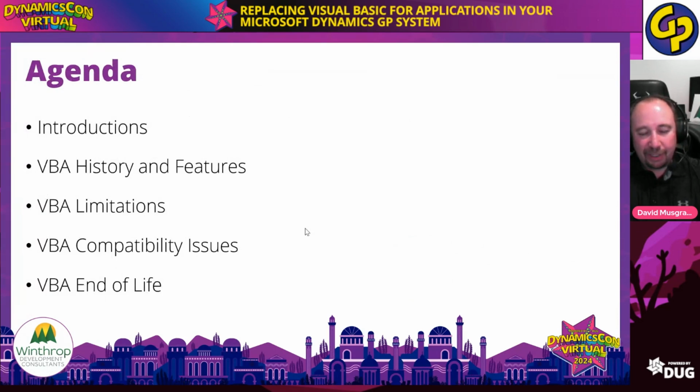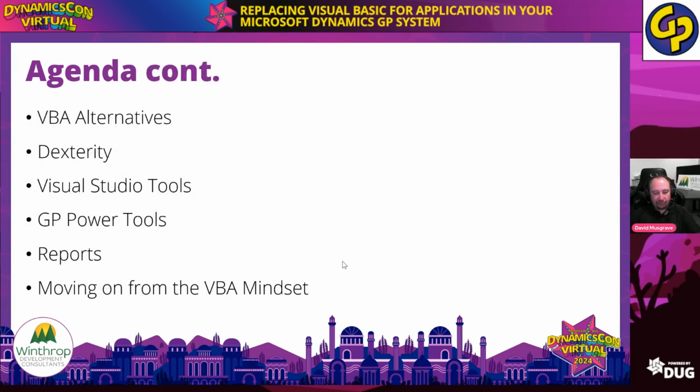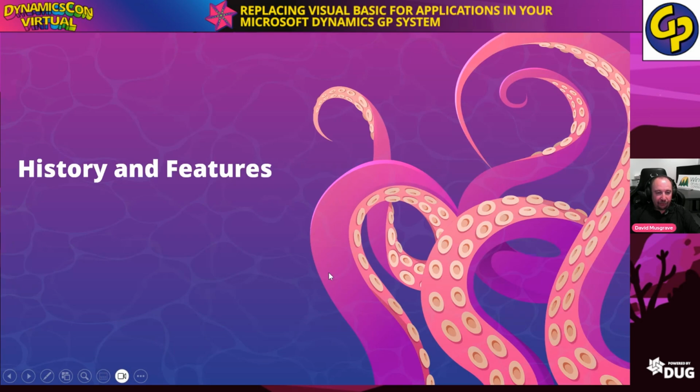We're going to be covering an introduction, which we just did, a bit of VBA history and its features, some of the limitations of VBA. We'll talk about VBA compatibility and the fact that VBA is discontinued. So then we'll look at what alternatives you have for VBA, which includes Dexterity, Visual Studio Tools, GP Power Tools. We'll discuss reports, and we'll also discuss moving on from the VBA mindset, and I'll explain more about what I mean by that. So the history and features of VBA.